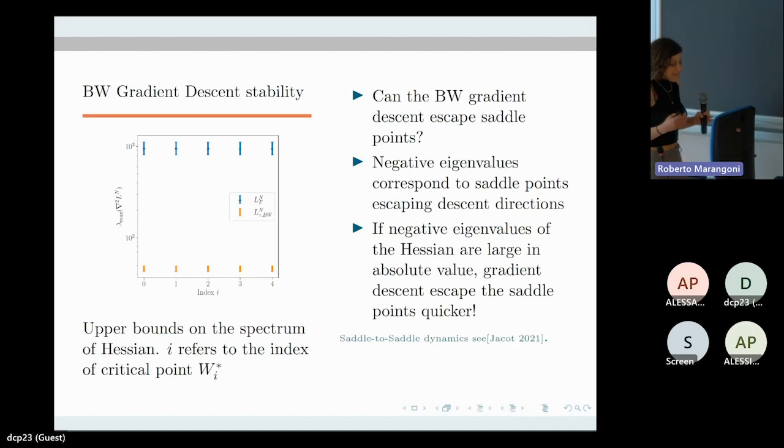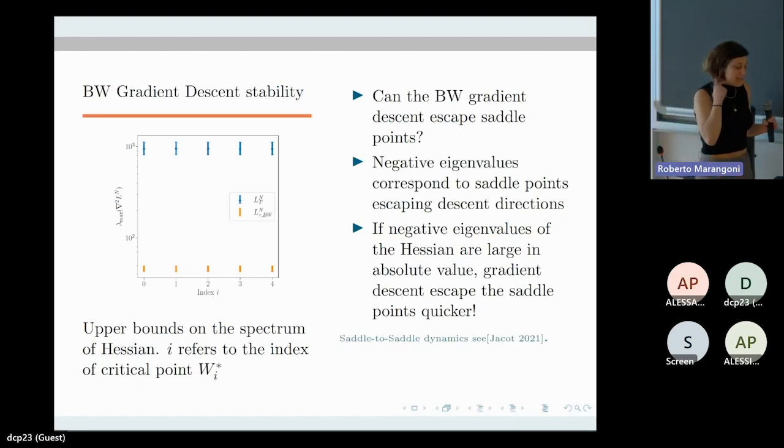This is another interesting point for using the Bures-Wasserstein: the gradient descent of the Bures-Wasserstein escapes saddle points. We're not able to show it mathematically yet, but we are optimistic that we can do it.